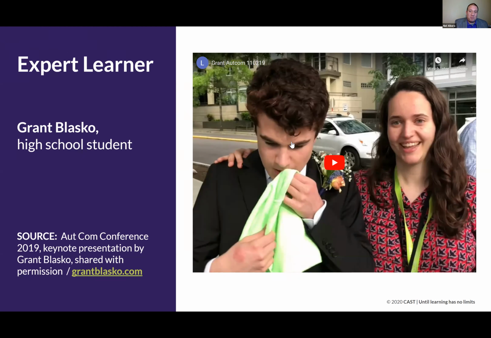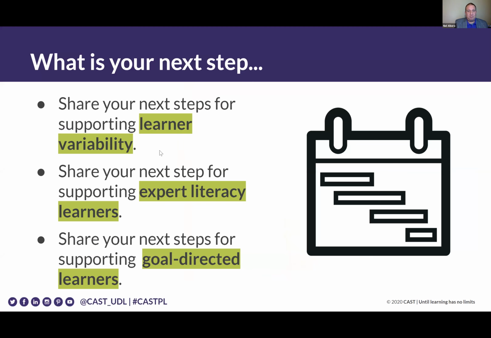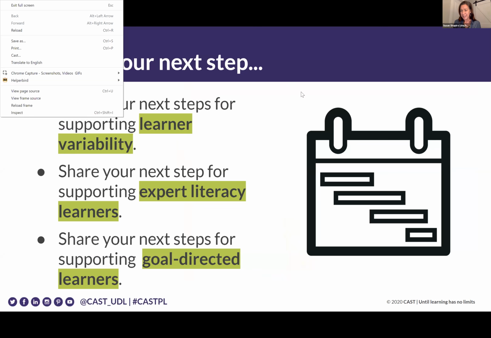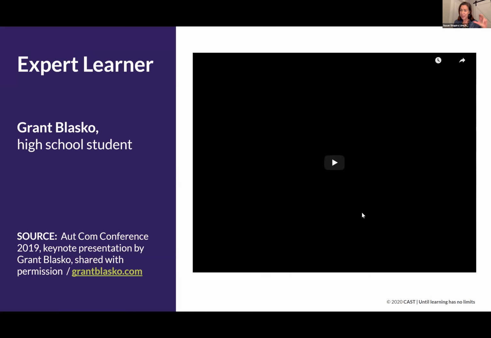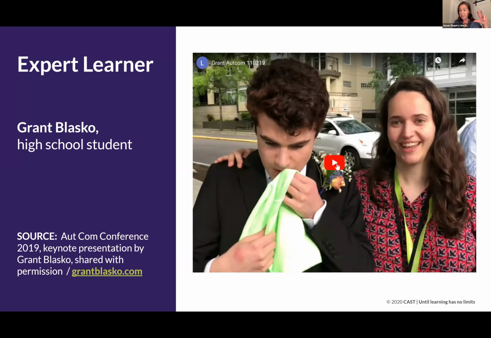And when we think about expert learners, we have a great model here of Grant, who's going to take us out for the rest of our session. One of the things I love about what Grant says, and you're going to see a clip of Grant giving a talk at the Autism Conference in New Hampshire last year. He was co-presenting with Michael McSheehan, so you'll hear him reference Michael's name at one point.